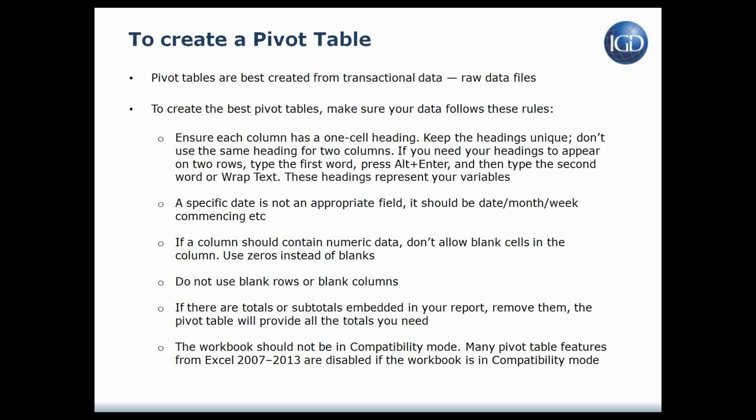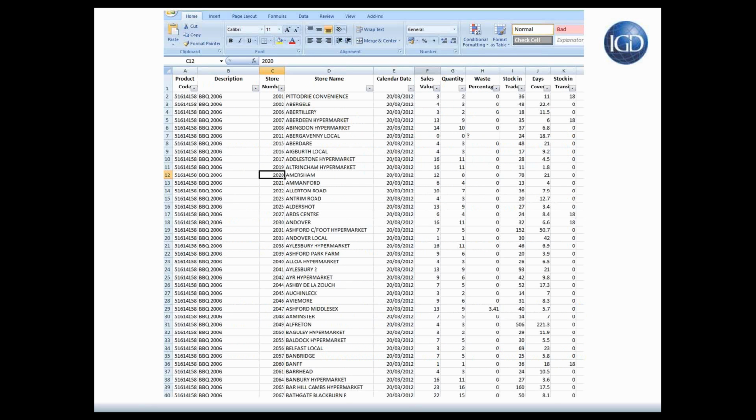Dates is a really important one. When it comes to dates, a specific date, month or year is not an actual field of data. It's a data point below. So again, if you look at column E on this example here, you've got calendar date is the field at the top, and then your dates appear within the data. You wouldn't ever have the 20th of March as a field heading.